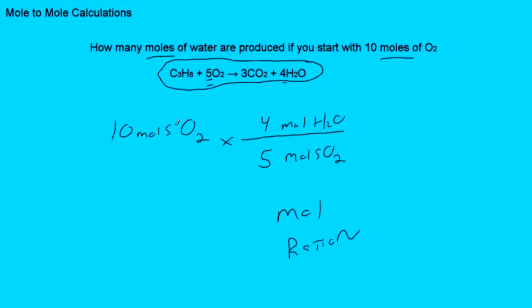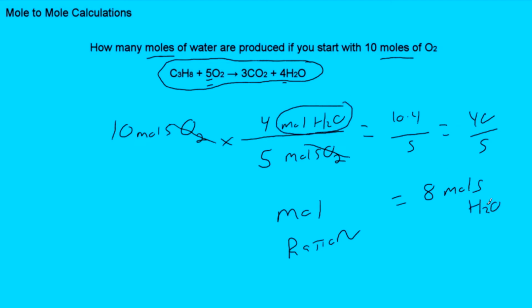Look what happens. Moles of oxygen cancels. You do the math. 10 times 4 over 5. 40 divided by 5 comes out to 8 moles of water, because this is our unit here. Moles of water is what we end up with. This is our final answer. And that kind of makes sense.